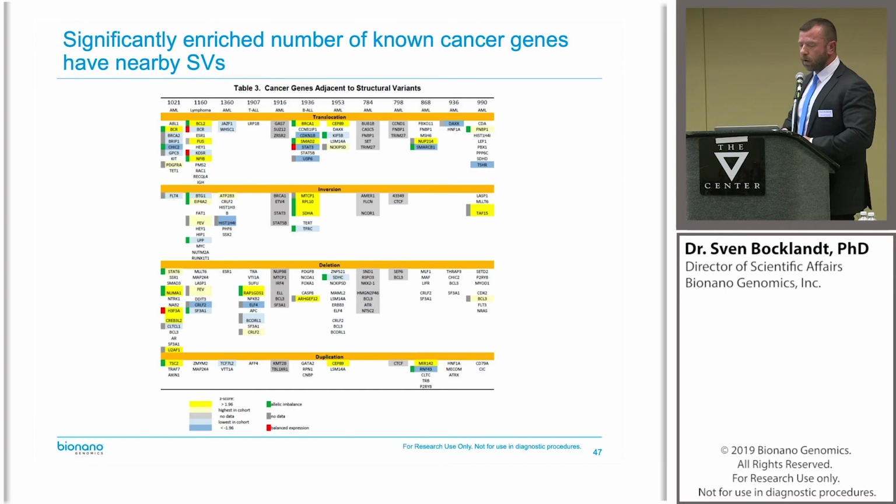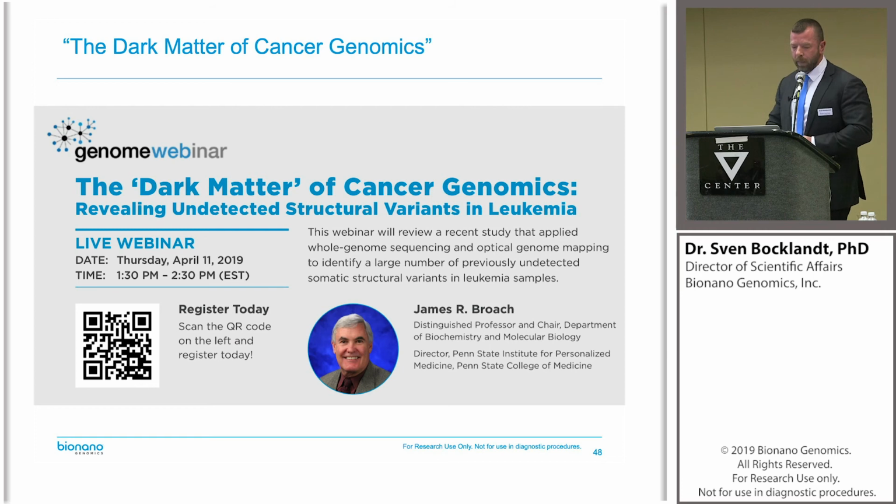On top of that, he showed that there was a significant enrichment of cancer genes within 5 megabases of each of these large types of structural variants. So just a massive potential there for discovery.